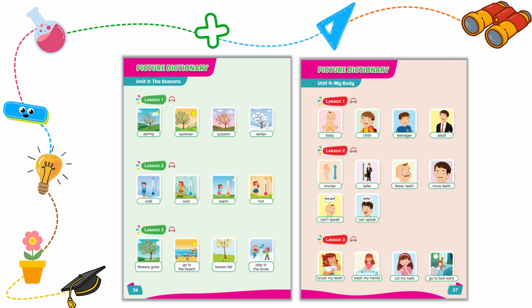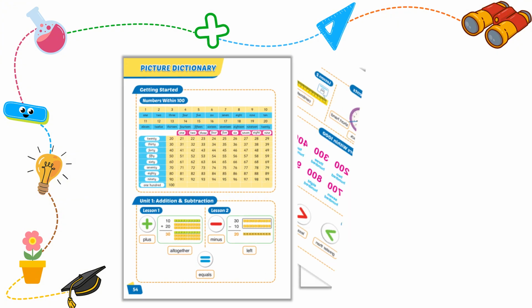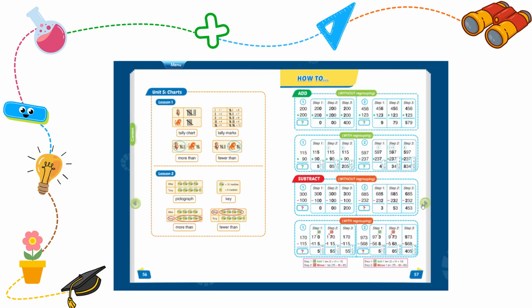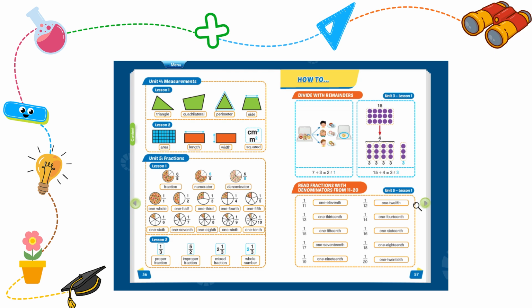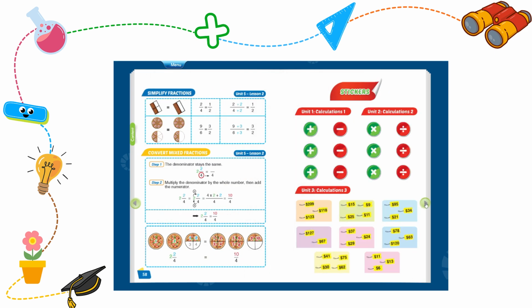a visual glossary that helps students quickly understand and remember key words. How to Guide Math 3 to 5, a simple reference tool that provides clear step-by-step explanations of essential math concepts.